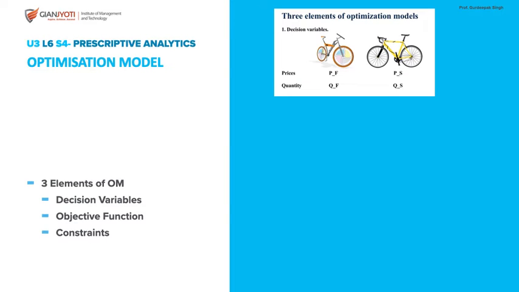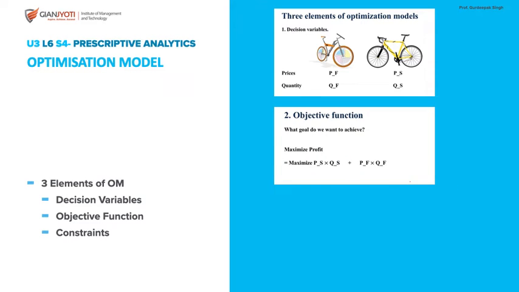Okay. So now, in the optimization model, we will talk about three elements which you require for your optimization model. Number one element is decision variables. There are four variables, and I denote the fancy bicycle with F and the standard bicycle with S. PF is the price of the fancy bicycle. Quantity is QF, Q is the quantity and F is for the fancy model. PS is the price for the standard model and QS is the quantity for the standard model. So these are the four decision variables, and we want to know the value of these.